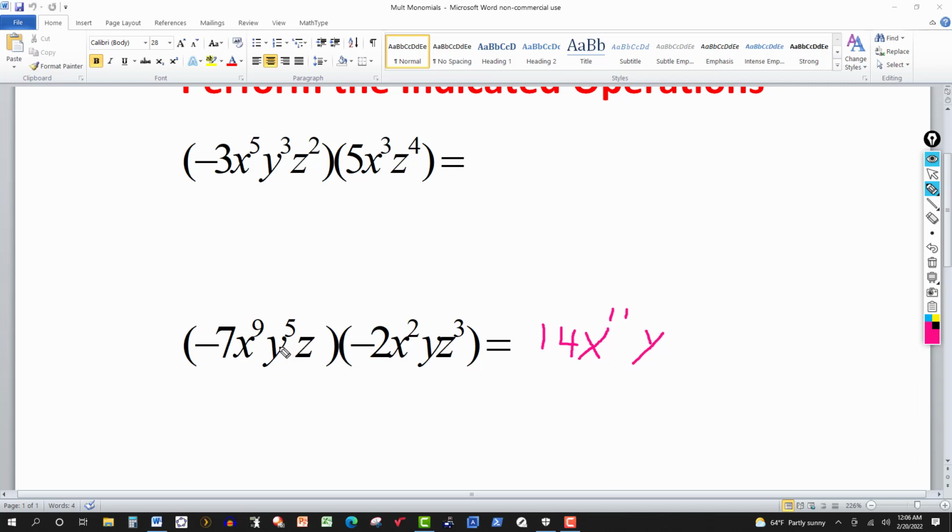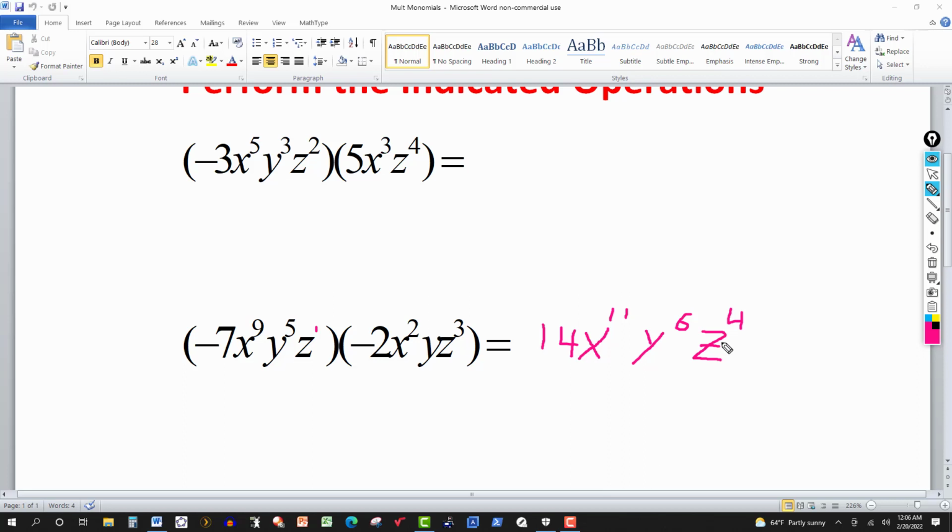And then the y has exponents of 5 and 1. 5 and 1 would be 6. Then we have a z. Bring down the z. And then look at each parenthesis. Z here, again, doesn't have the exponent, so this is understood to be a 1. So it's 1 and 3 is 4. That's how you multiply monomials.